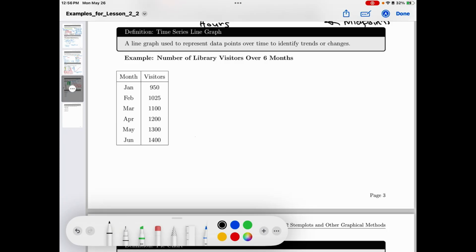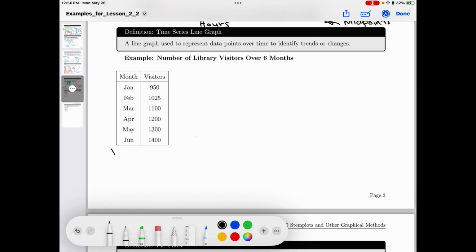In this example, we're going to look at a time series graph. Now, a time series graph is used to show changes in data over time, which is why it's called a time series graph. And this is particularly useful when you're trying to track progress over a period of time, or you're trying to identify a trend or a pattern over a period of time.